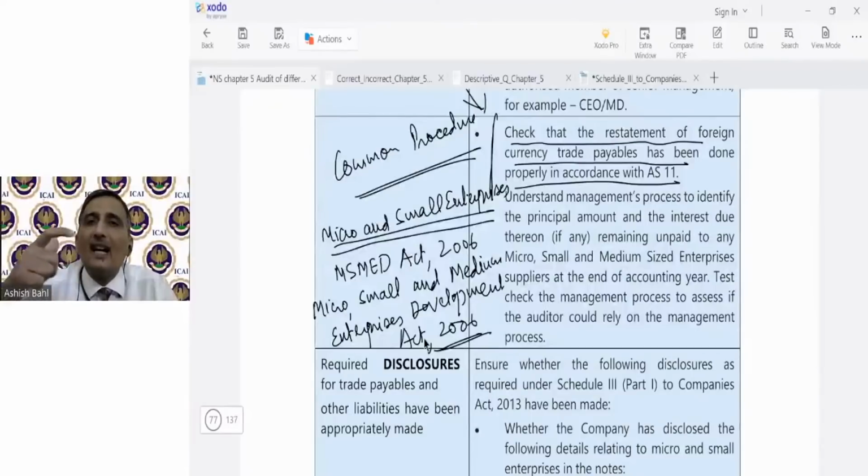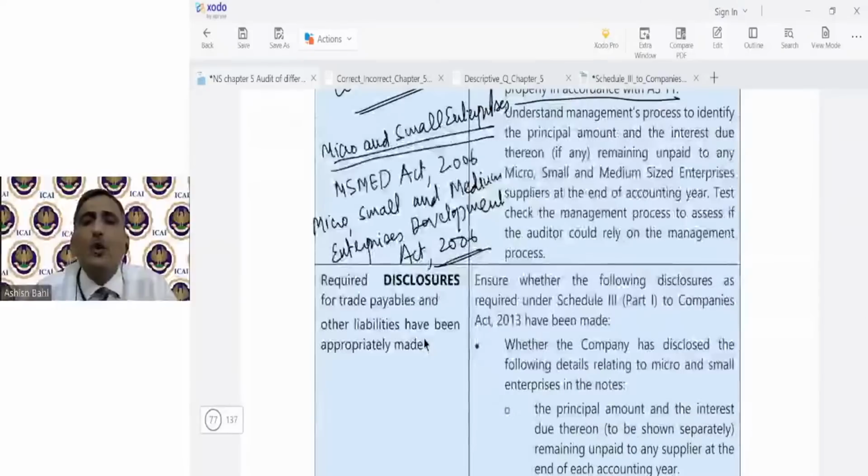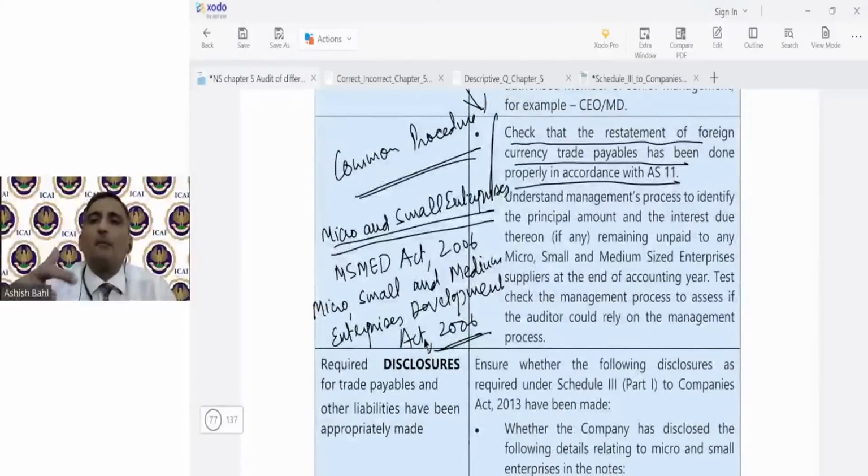For small enterprise, the criteria is investment in plant and machinery not more than 10 crores, and turnover not more than 50 crores. So these you do not need to remember. I am just trying to explain to you what is the meaning of micro and small enterprise.